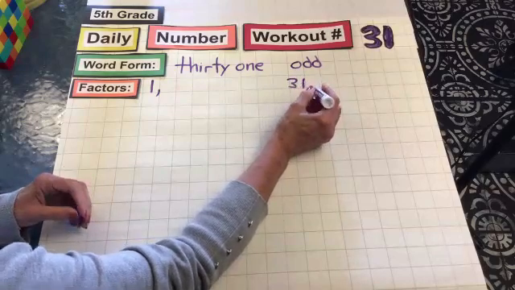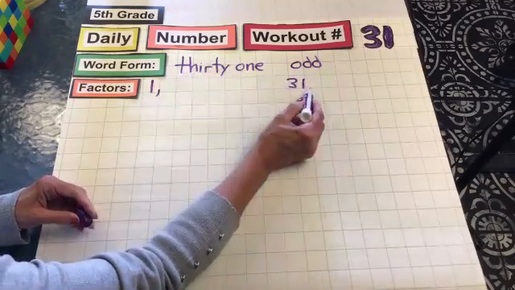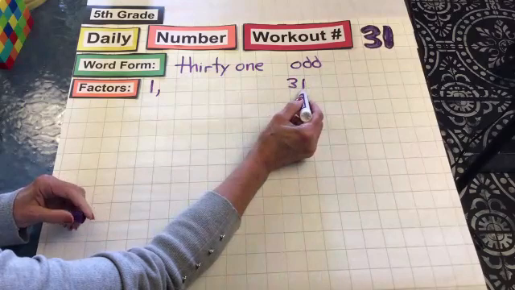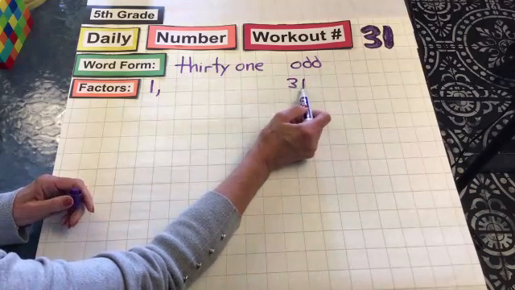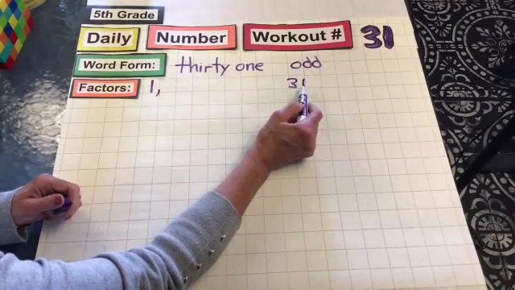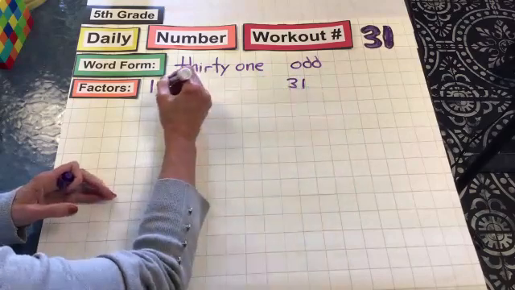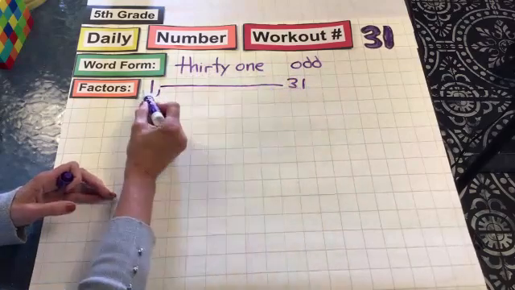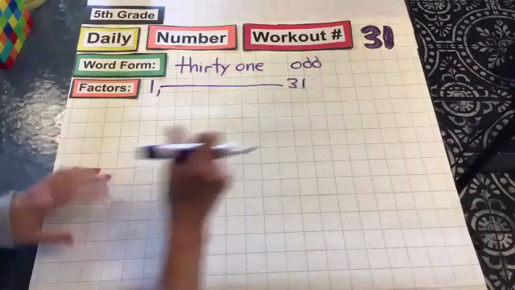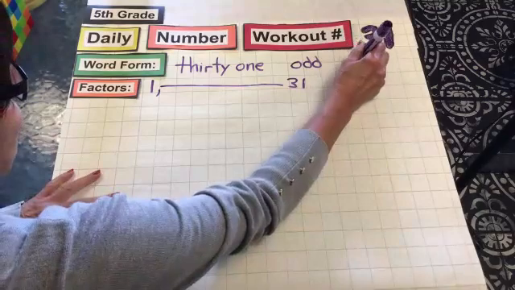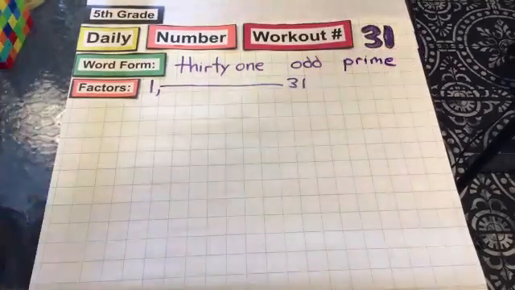3 goes into 30, does not go into 31. 4 goes into 32, so it wouldn't go into 31. 5 goes into only numbers that end in 0 and 5. 6 doesn't go in because 6 goes into 30. 7 doesn't go in, 8 doesn't go in, and pretty much no other numbers go in. So if only 1 and 31 are the factors of 31, it is prime. Not much happening with the number 31, prime.